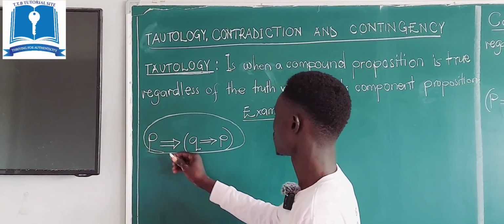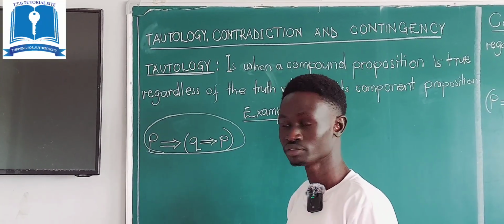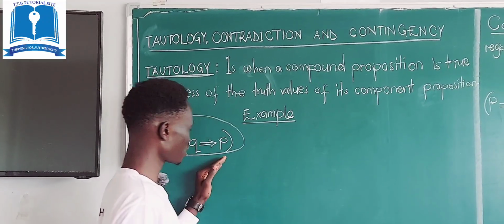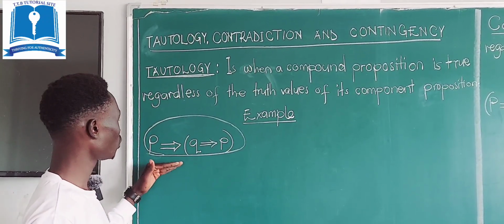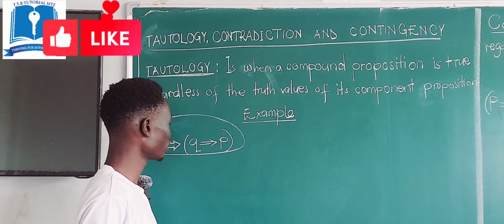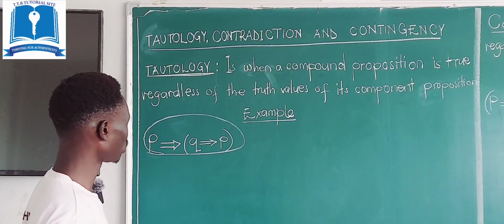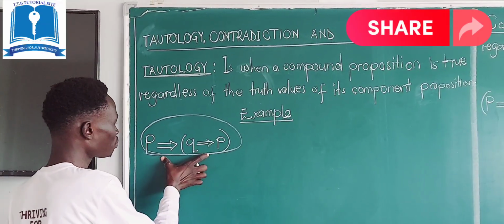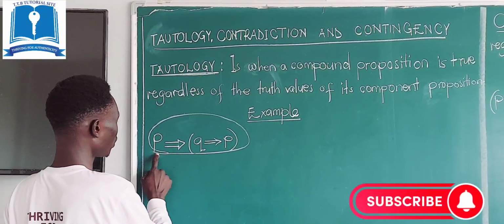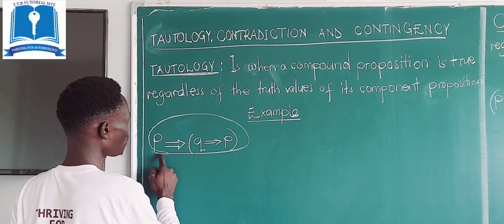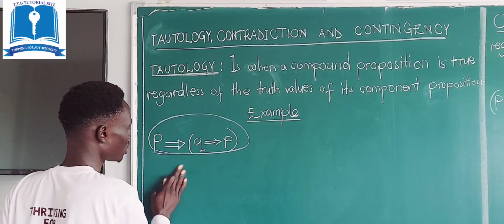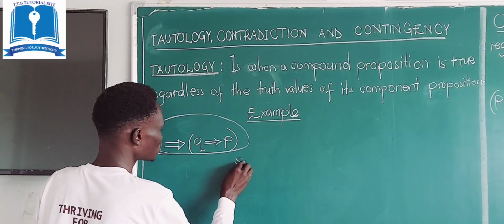Now let us see how we can get this tautology. Let us solve this to see if it will give us a tautology. As we have seen from the previous topic, we can handle this the same way we have been handling this kind of proposition. This one is a compound proposition. Now, how many letters do we have? We have P and Q. So let us put P.